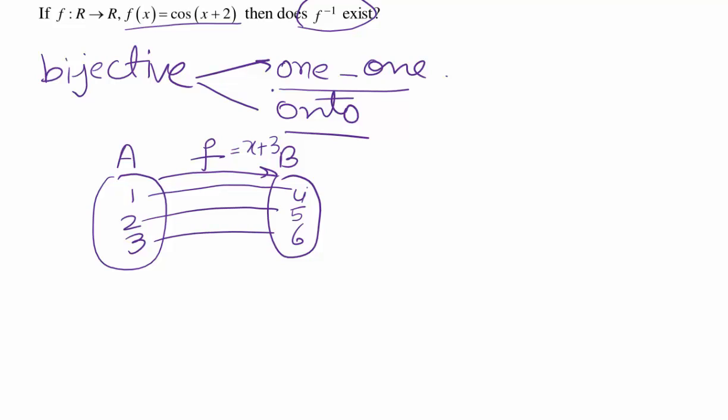Then each and every element of the domain set has a unique image in the codomain set, and all the domain elements must have an image in the codomain set. So we can say 1 has only one image 4, 2 has only one image 5. So this diagram is the typical diagram for one-one.